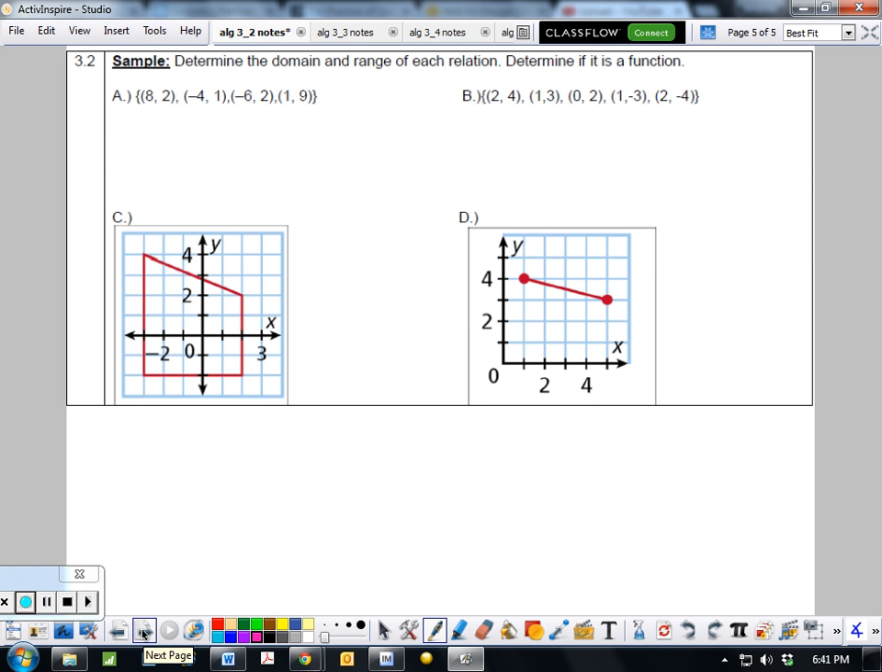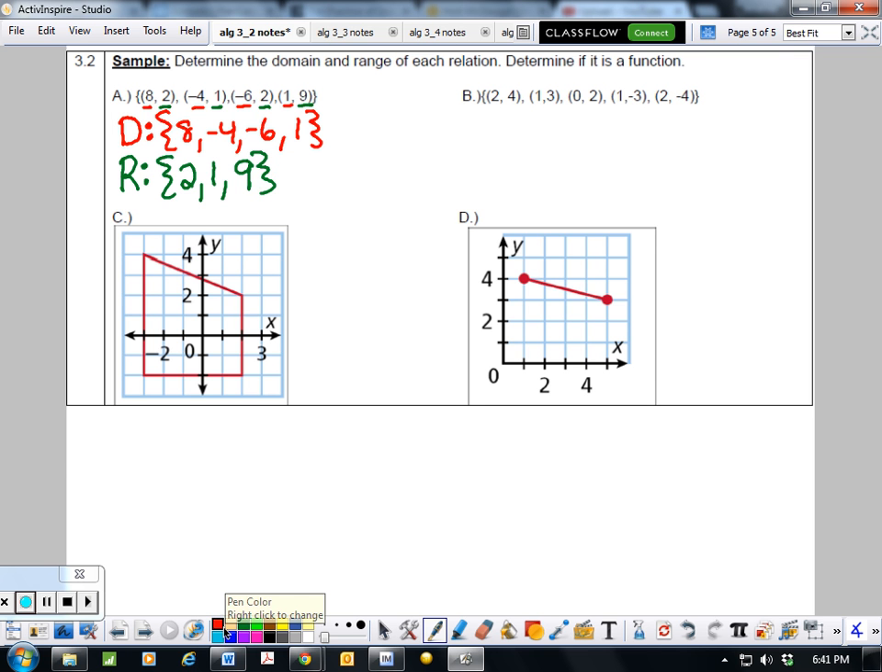Okay, so we're going to continue seeing these. We're looking at these sets. We're looking at these ordered pairs. So when I look at my domain, I'm looking at the first number only. So I'm looking at 8, -4, -6, and 1. That's my domain. For my range, I'm looking at the y value, or the second number: 2, 1, 2, which I already listed, so I don't list it again, and then 9.